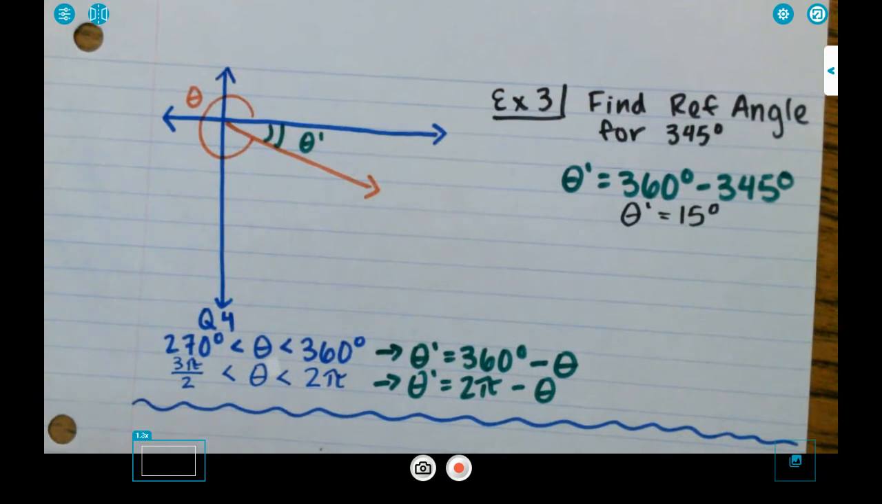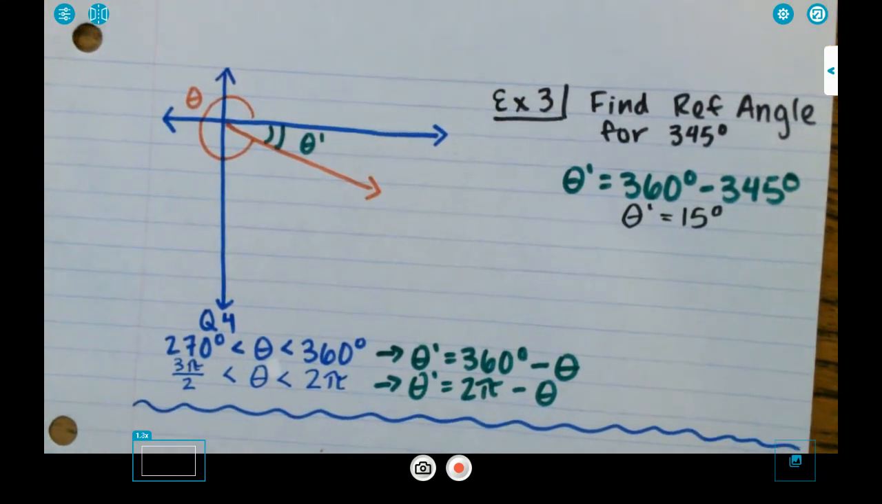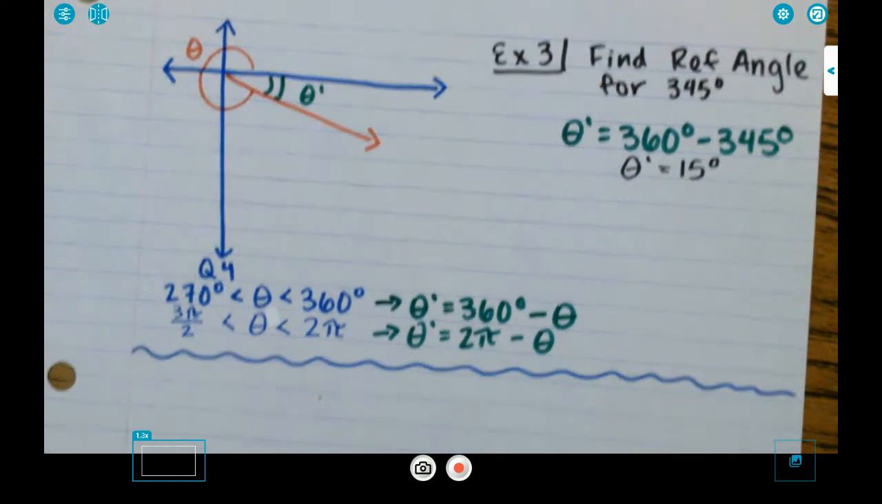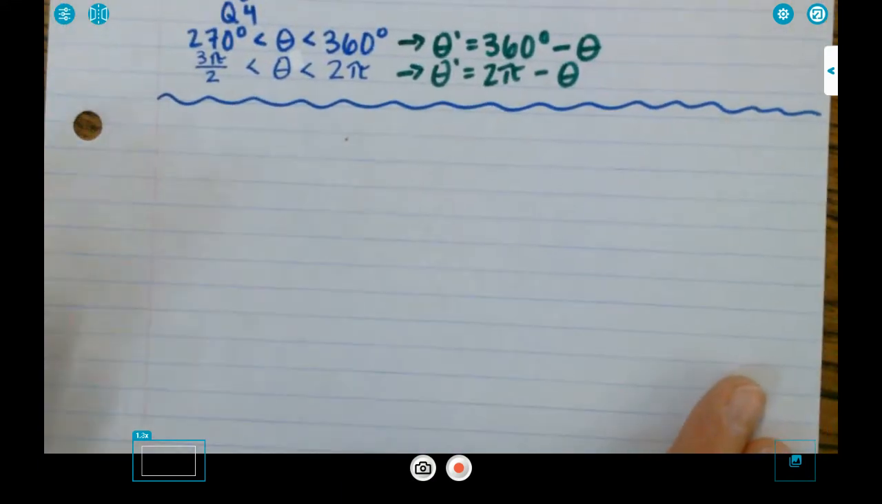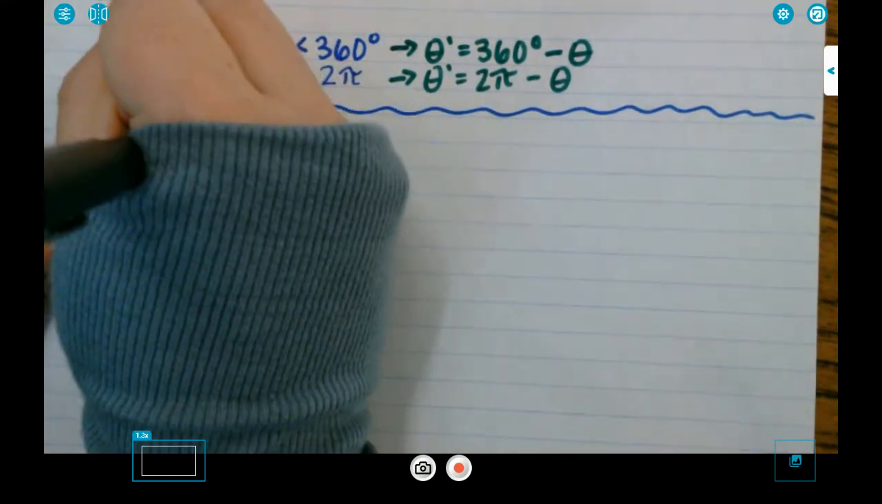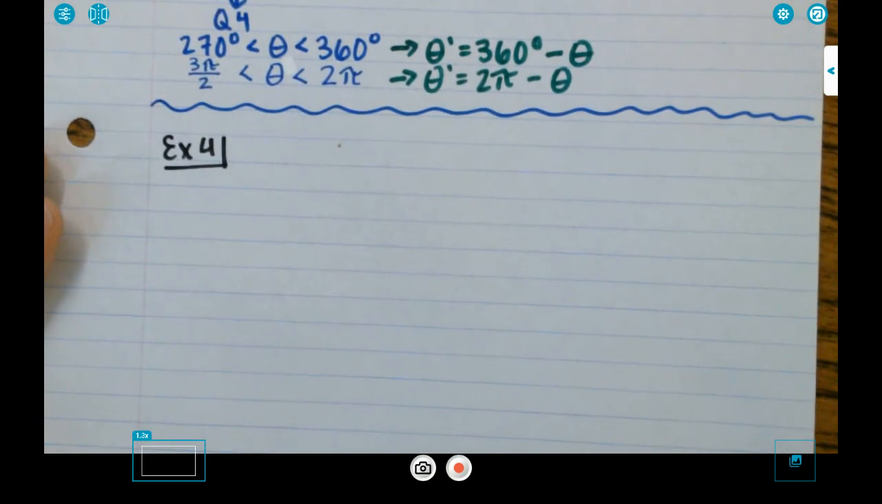Okay, so you've got 3 rules. You don't need a rule for quadrant 1. If you're in quadrant 1, you don't find a reference angle because you're already between 0 and 90. Last thing is, if you are not between 0 and 360, and you are either below 0 or greater than 360 or greater than 2 pi, you are going to need to find a coterminal angle and then find the reference angle of that.